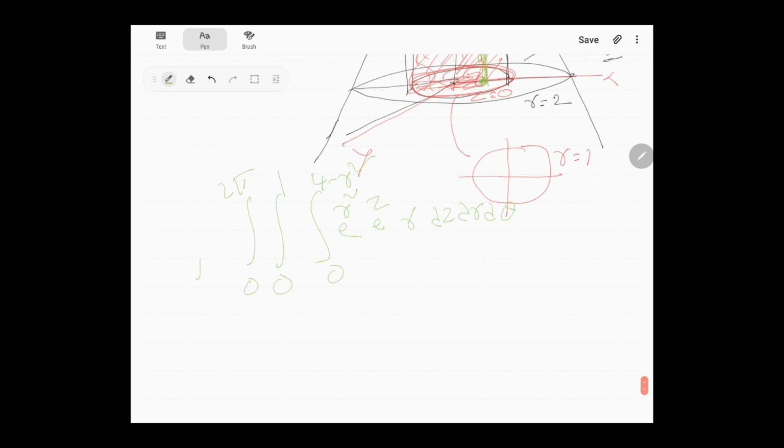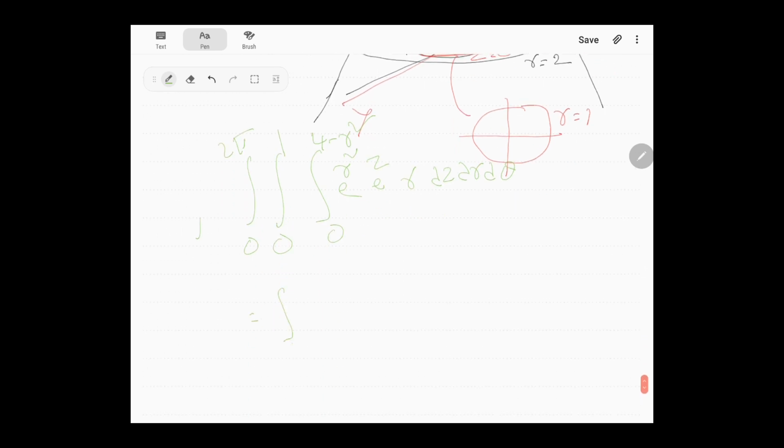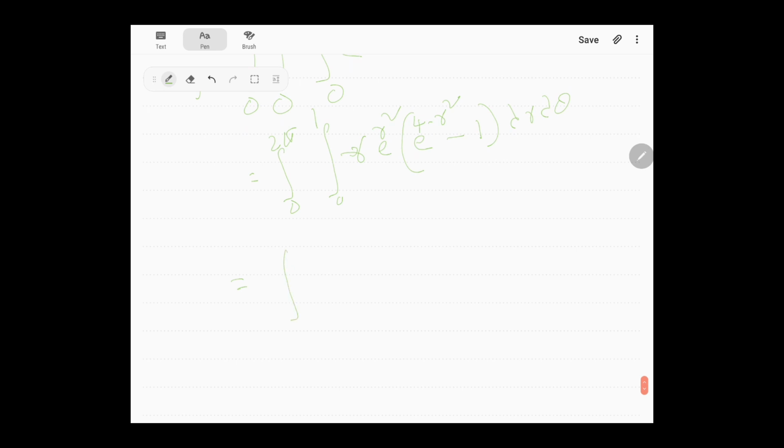It is very easy to now integrate, first with respect to z from 0 to 4 minus r square, then r from 0 to 1, theta from 0 to 2 pi. With respect to z, I need to evaluate the integration. e power r square into e power z, whose integral is e power z only. If I substitute the upper limit, e power 4 minus r square, minus e power 0 which is 1, dr d theta. I'll now simplify this integrand. This is the integral 0 to 2 pi, integral 0 to 1. If I multiply those two, this is r into e power 4 minus r e power r square dr d theta.